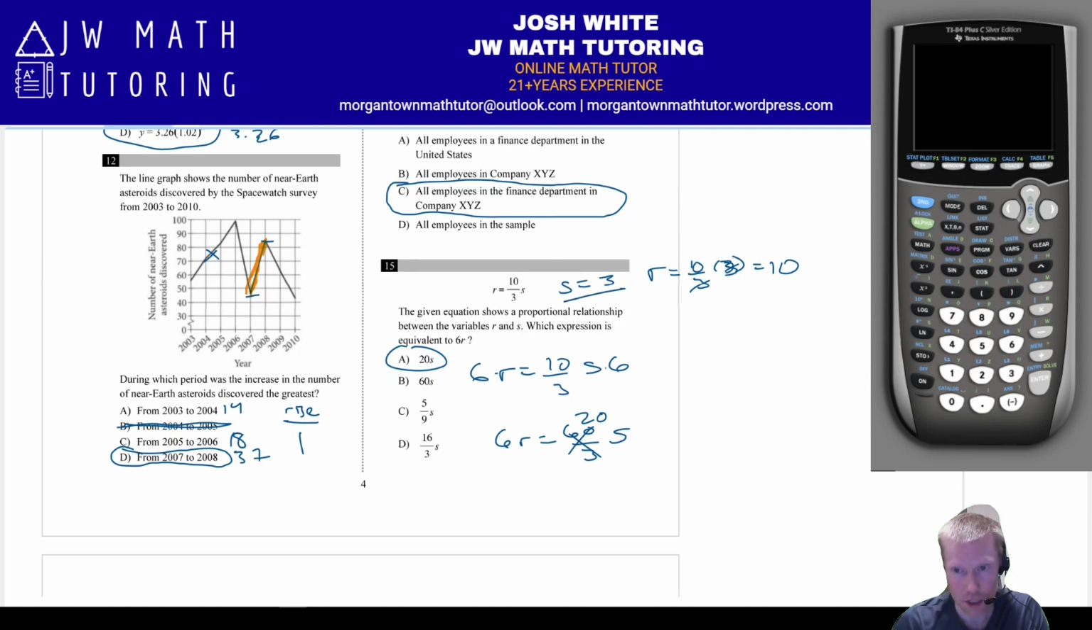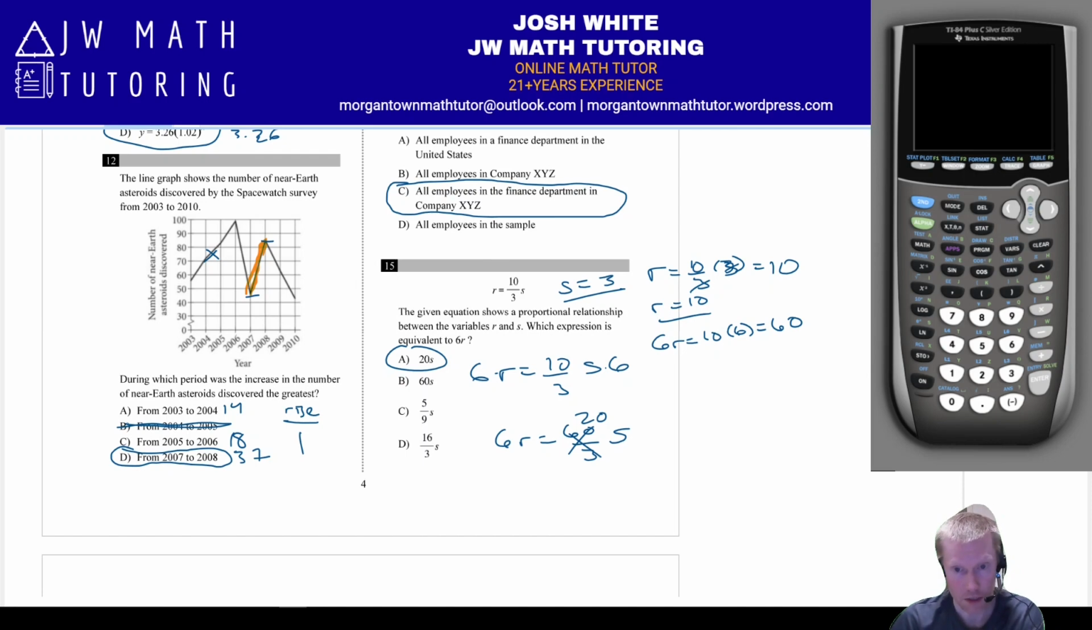So s is 3, r is 10. Now, what is 6r equal to? Well, just 6 times 10, 10 times 6, so that's 60. So now you go through these expressions and you say, okay, which one is equal to 60?